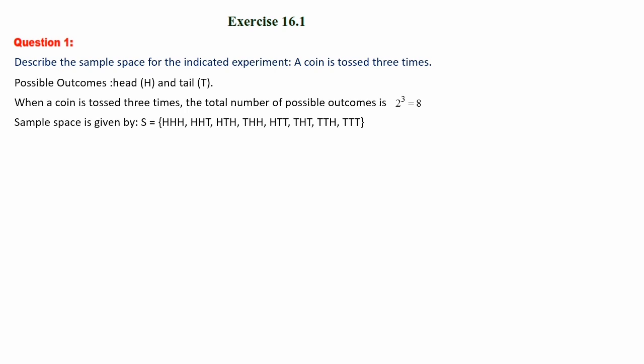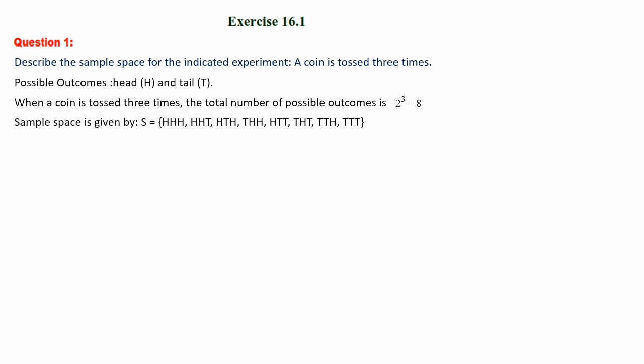So first is HHH. All three are head. And next one is 2 heads and 1 tail. For 2 heads and 1 tail possibilities, last we can put tail. That is first head, second head, third one is tail. Then this tail we can bring to the middle. Then head, tail, head. Then again this tail we can bring to the first. That is THH. First time tail, second and third head.